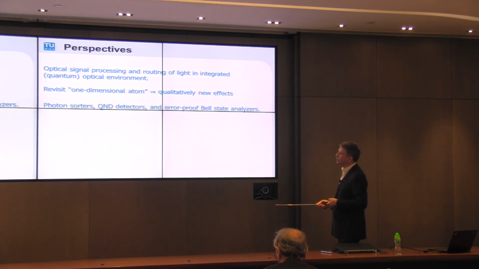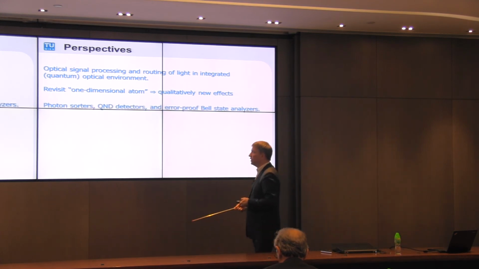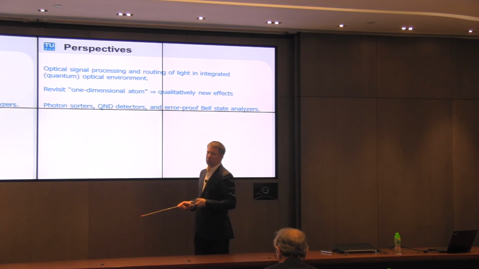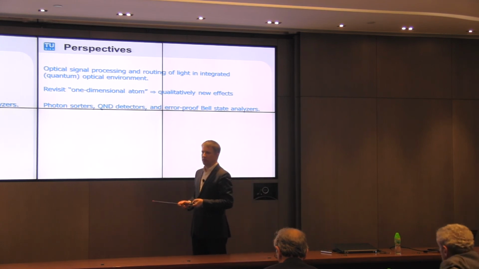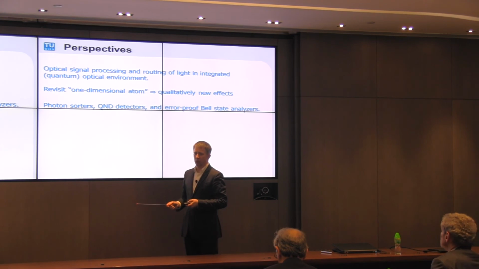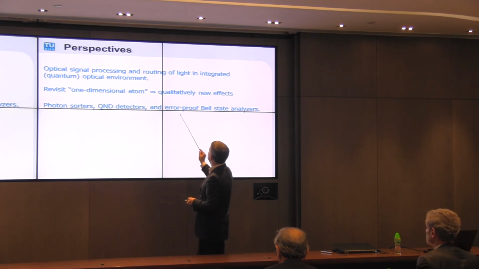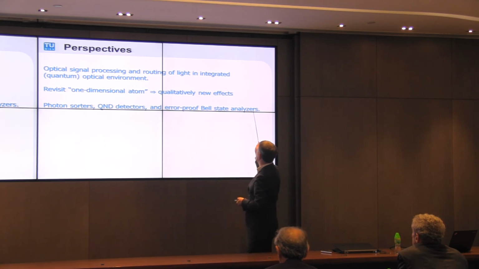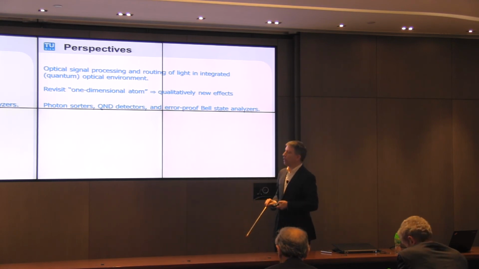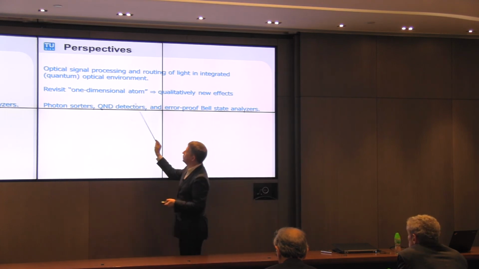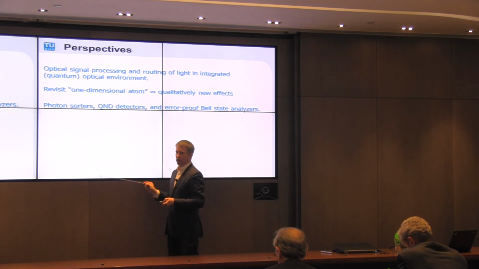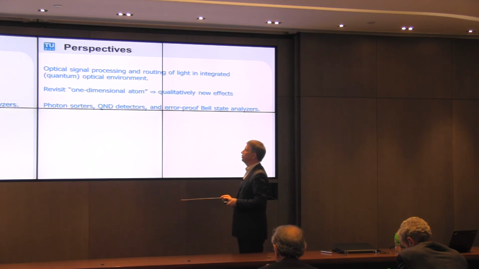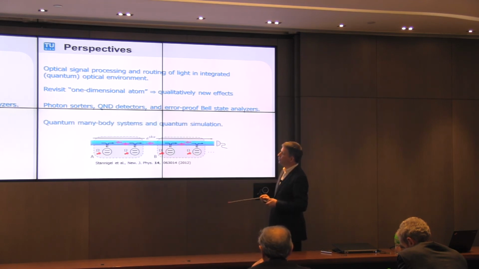So the nonlinearity that I showed you is of the Kerr type, and one might say that this is not useful. There are papers saying that Kerr nonlinearities don't help quantum computation. I would object, because there is a nice paper that shows that using such a Kerr nonlinearity, you can build an error-proof Bell state analyzer, and you can also build quantum non-demolition detectors for photons and other things. So I still think that this Kerr nonlinearity is useful.